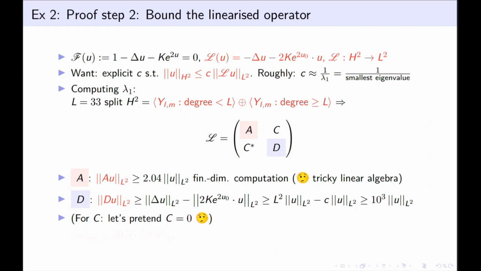But let's pretend C is 0. Then we're literally computing the smallest eigenvalue of a block matrix. And the smallest eigenvalue in this case would be 2.04. And then I said, oh, it's straightforward to go from the lambda 1 to the C. And if you do this straightforward thing, you get 50.55.